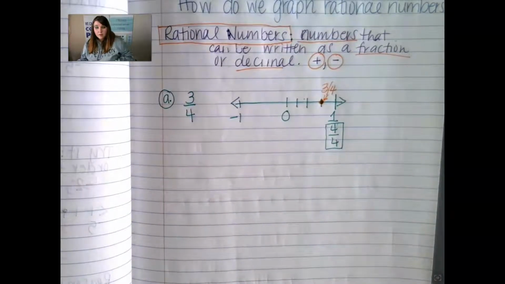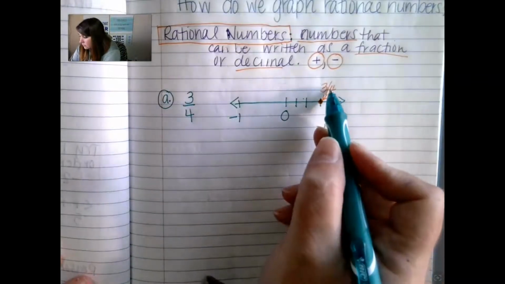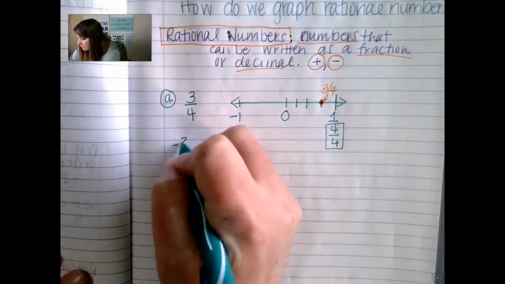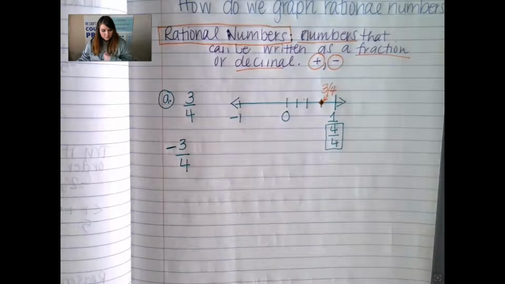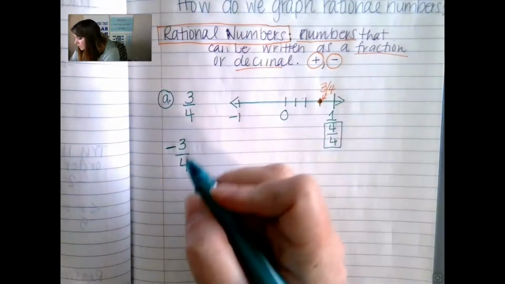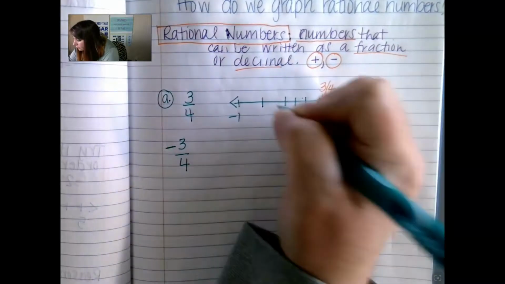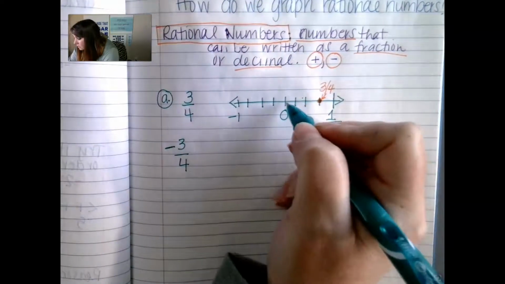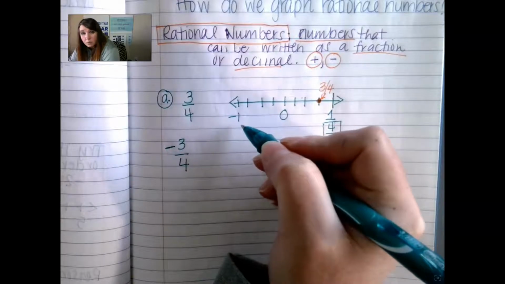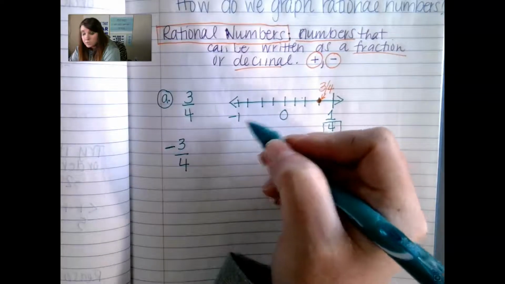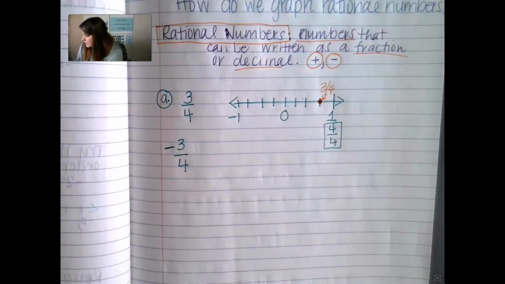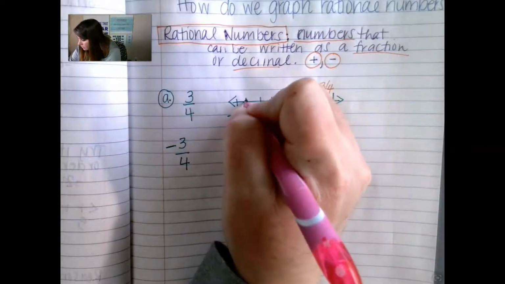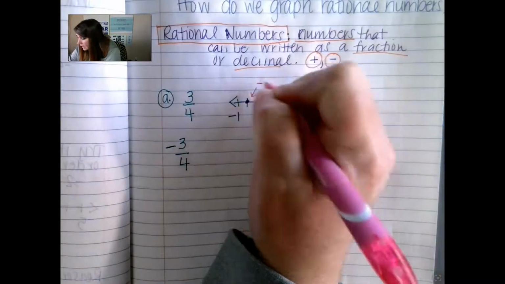So again, we can do that on the opposite side because we want to graph its opposite. So the opposite of 3/4 is negative 3/4. So it's negative 3/4. And so when we write this, we're going to cut it in half. And then there we go. And now we need 3 jumps, not quite 1 whole, because that would be 4/4. We want to get to 3/4. So we're going to jump 1, 2, 3 right there. That's the opposite. And that one there is negative 3/4.